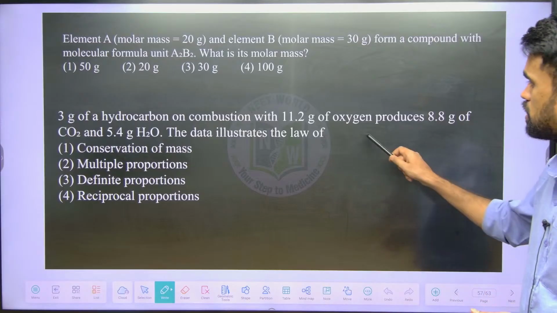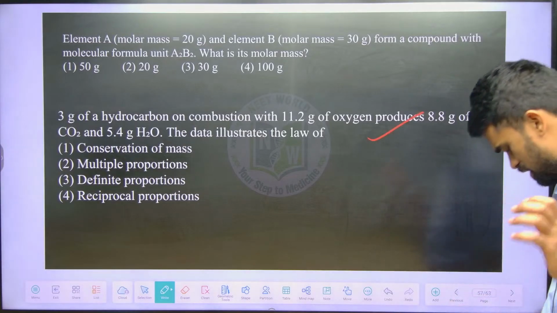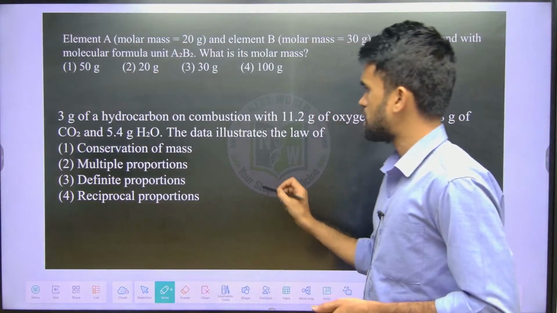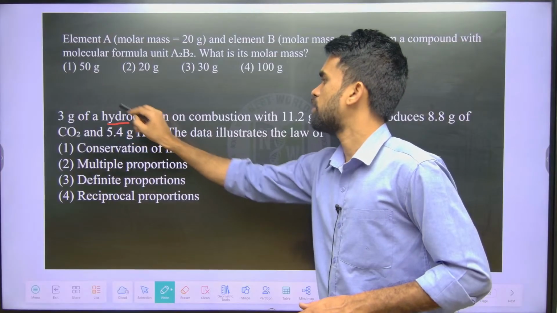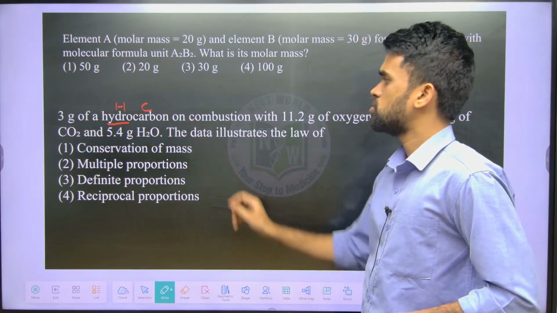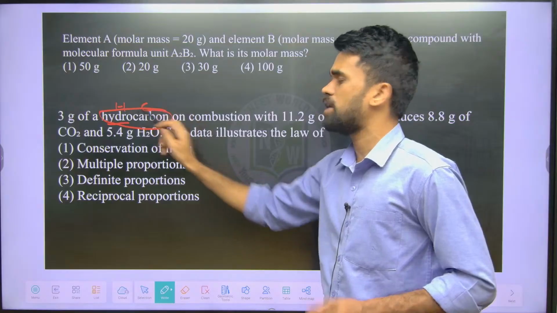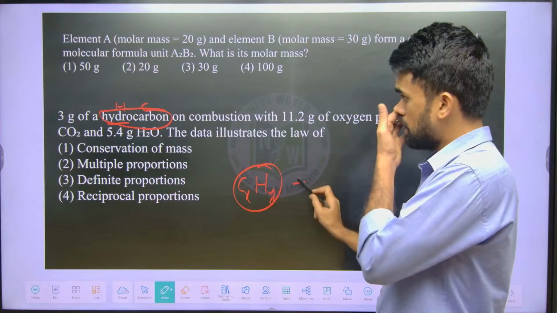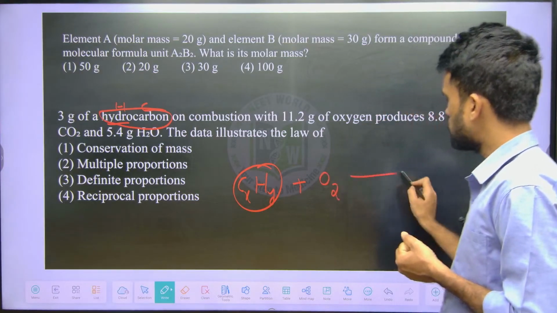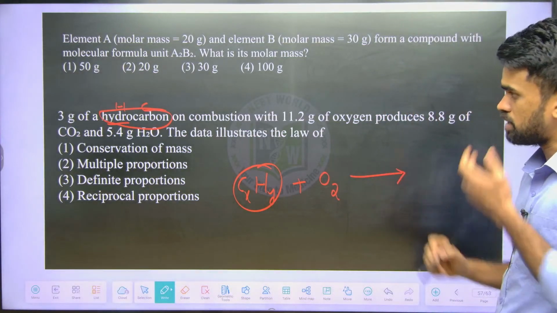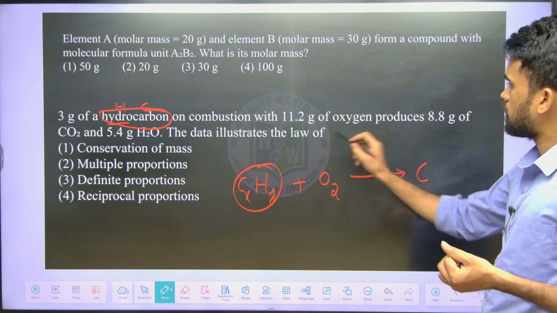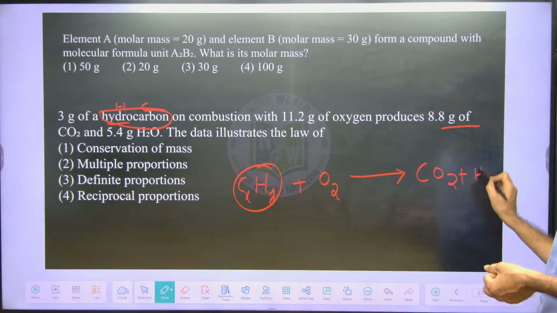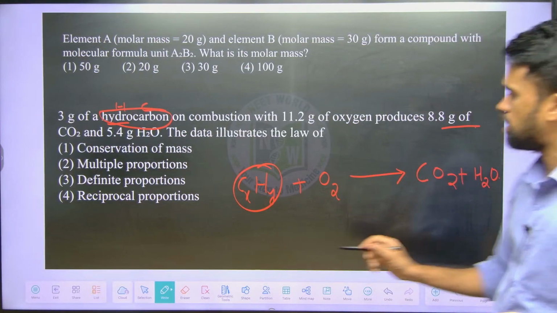See, this question from the law of conservation of mass, you can easily answer once you read the question. A hydrocarbon on combustion, so they are saying hydrocarbon, hydro means hydrogen, carbon means carbon, so this is a compound made up of carbon and hydrogen only. So just write it something like this, CxHy. On combustion means with oxygen. Okay, so you treat that with oxygen, so it gives you CO2 plus H2O.